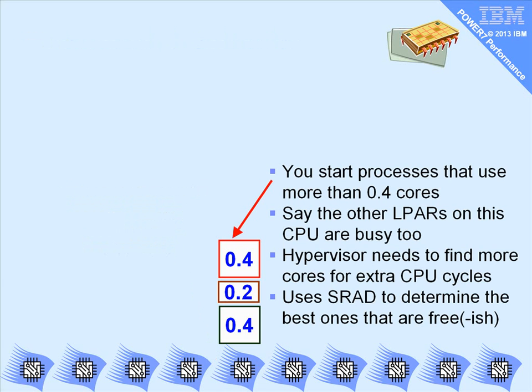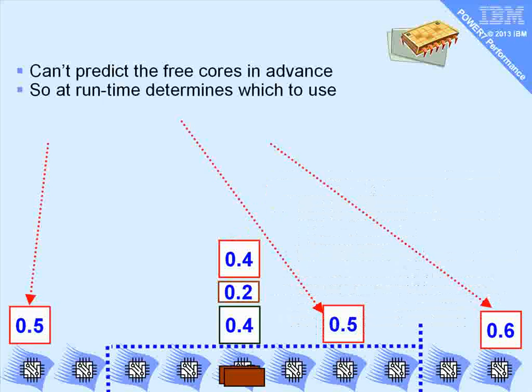Now, as we start up more processes here, we use more than 0.4 of a core. And let's say the other LPARs on this processor are busy too, and so the hypervisor realizes that to get more CPU cycles it has to use other CPUs. It will try and find one on the same POWER7 chip, because that will have local memory. If not, it will try the chip next door, and if that's busy, then it will try any of the POWER7 chips in the machine. So in this case, we can't predict which cores are going to be free and which allocated until runtime. We actually go over our 0.4.